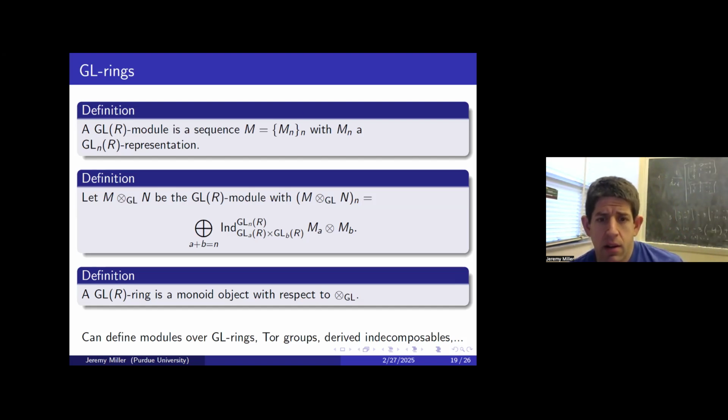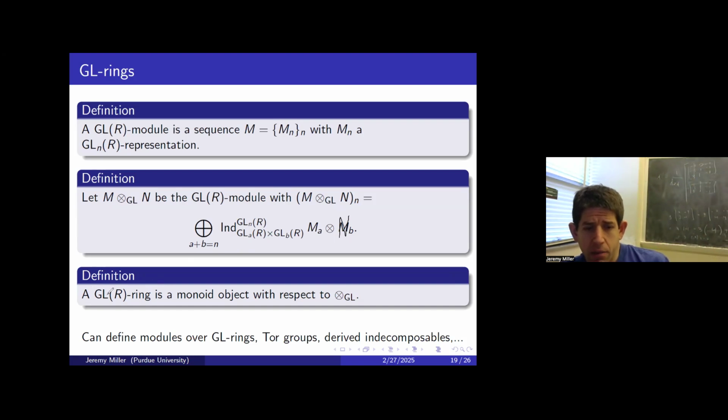If you're familiar with the yoga of Day convolution, this groupoid is a symmetric monoidal groupoid, so it endows functors out of this groupoid with a monoidal structure. Concretely, if M and N are sequences of representations, M gives you a representation of every single GL_n, and N is a representation of every single GL_n, how do you build a new representation of every single GL_n? What is it in degree n? You sum over all ways of writing n as a plus b, and then you take M_a tensor N_b, that's a representation of GL_a cross GL_b, and then you induce up.